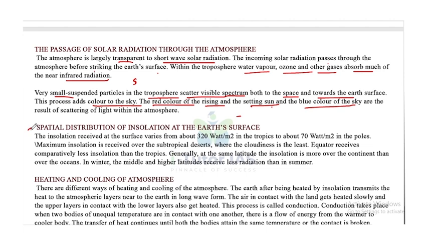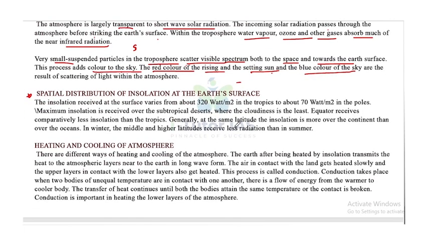Now, spatial distribution of insolation at the Earth's surface. The insolation received at the surface varies from about 320 watt per m2 in the tropics to about 70 watt per m2 in the poles. Maximum insolation is received over the subtropical deserts, where the cloudiness is the least. The equator receives comparatively less insolation than the tropics.